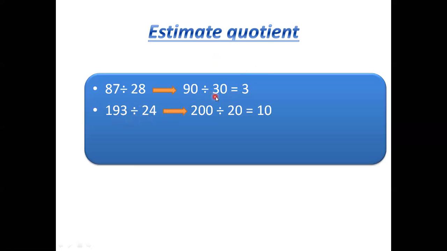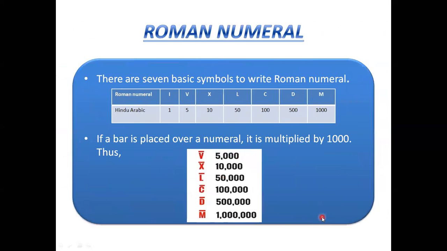So what is 90 divided by 30? 3. So 193 rounded to the nearest 100 is 200. 24 rounded off to the nearest 10 is 20. 200 divided by 20 is equal to 10. I hope you all understood the estimation.